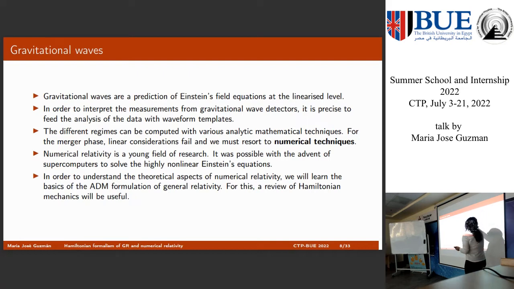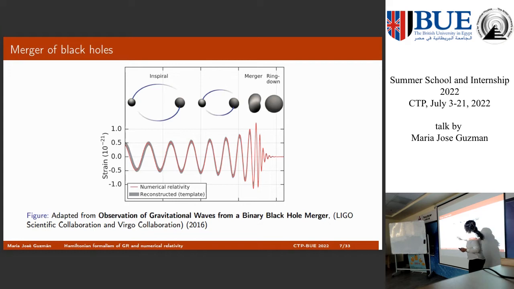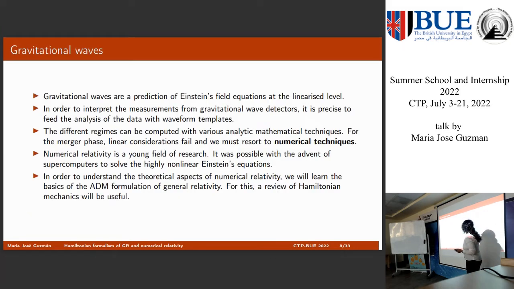We need, in order to interpret the measurements from observations, waveform templates like the one that I show you here. This is precisely what was detected in 2015. More than 40 other events have been detected, like black hole mergers and neutron star with black hole mergers. But it's really important to know how to produce these templates. And that's why one goes for numerical techniques.